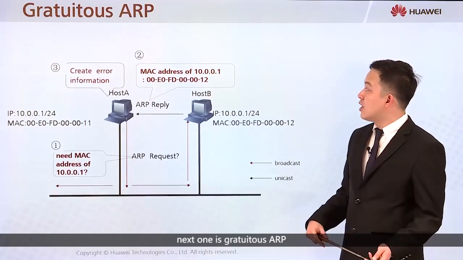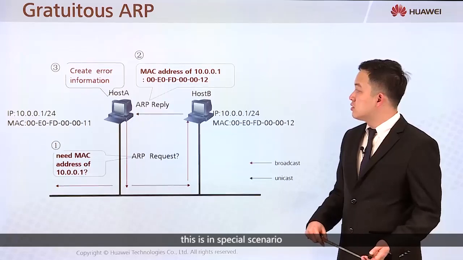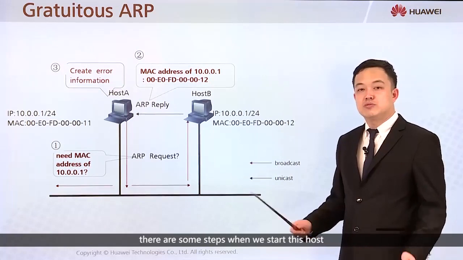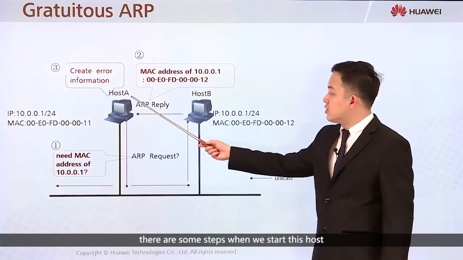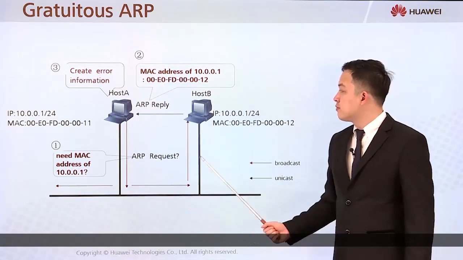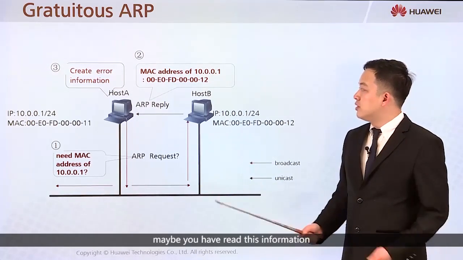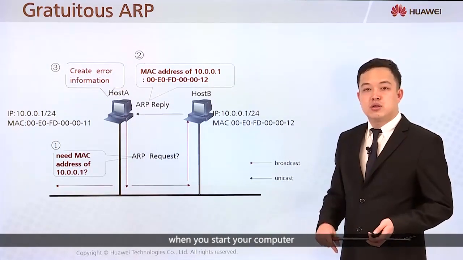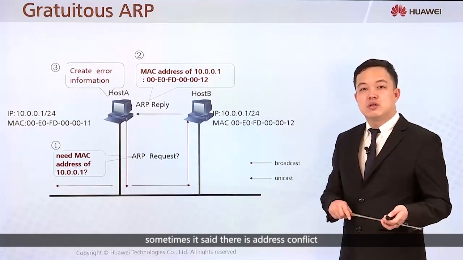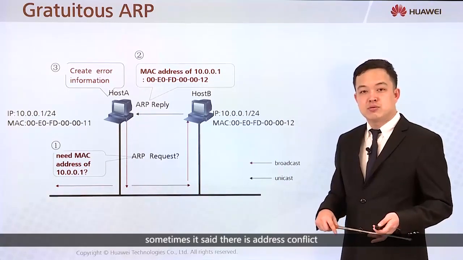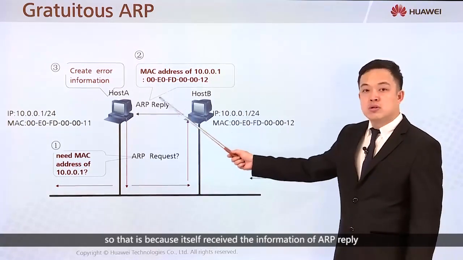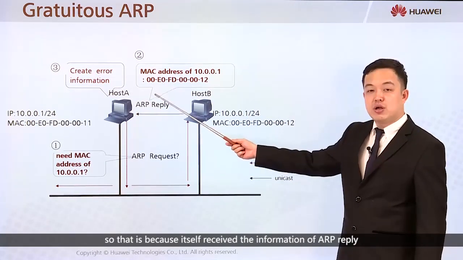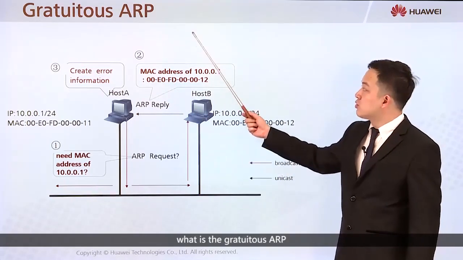Next one is gratuitous ARP. This is a special scenario, in some steps when we start up this host. Maybe you have seen this: when you start your computer, sometimes it says there's an address conflict. That is because it received an ARP reply about its own address. What is gratuitous ARP?